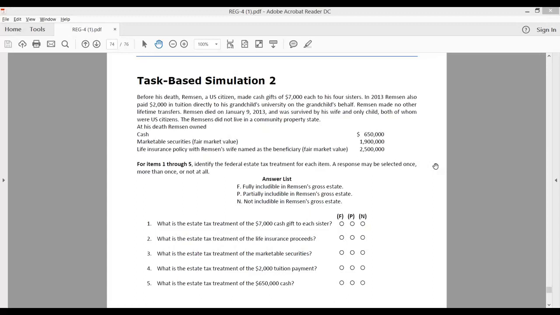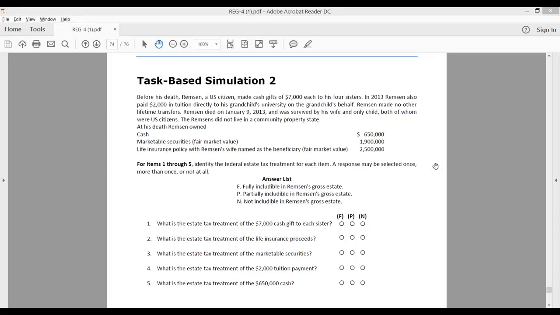They are also fully includable. Exactly, in the gross estate. Yes. And the estate tax treatment of the $2,000 tuition fees? It's not included, right? Paid directly to the university. If it was paid to the grandchild, then it may have been included. But then again, the $14,000 exclusion applies. So therefore, it's not part of the gross estate.